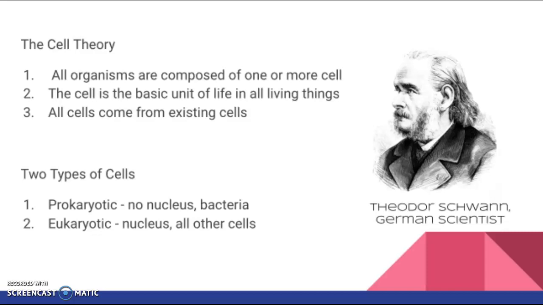And all cells can be put into 2 categories. They're either a prokaryotic cell or a eukaryotic cell. A prokaryotic cell has no nucleus. This would be cells like bacteria, very simple. They're not complex. There's not a lot to them. Eukaryotic cells are very complex. They do have a nucleus, and this is all other types of cells.